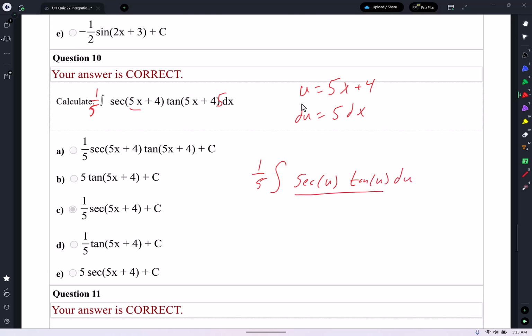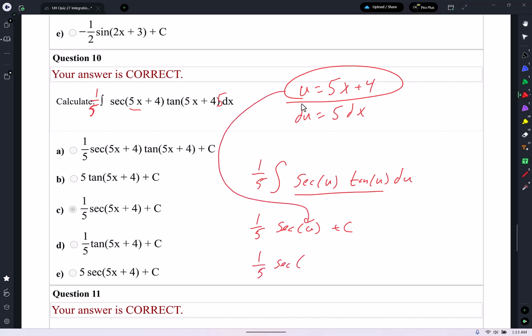And then the antiderivative of secant u tan u is just secant u. So 1/5 secant u plus c, and then plug back what u is. U is that, so 1/5 secant of 5x plus 4 plus c.